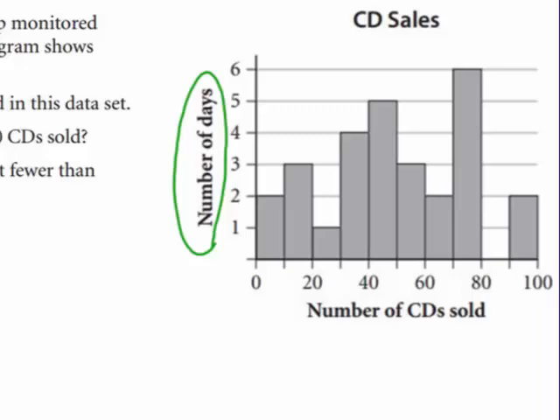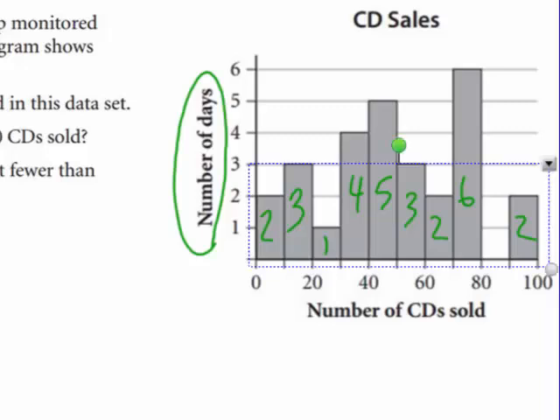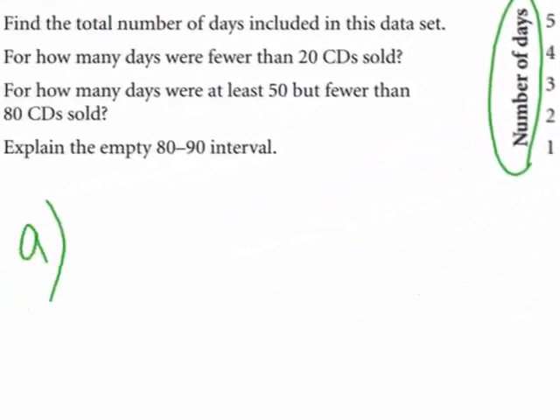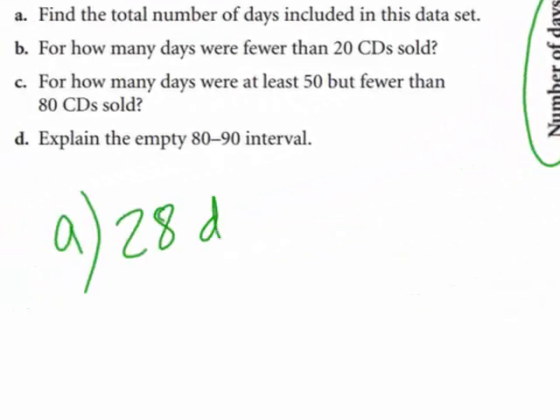The total number. Well, I gotta figure out how much is in each box. So it looks like this first bin I have 2 days, the next bin I have 3, then 1, and then 4, and 5, and 3, and 2, and 6, and 2. And what should I do with all those numbers? You guessed it, add them up, right? So I have 2 plus 3 is 5, 6, 10, 15, 18, 20, 26, 28 total days. So they found the CD sales from 28 total days.